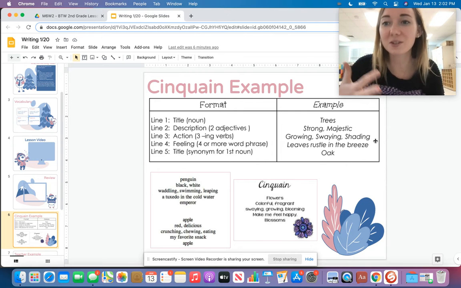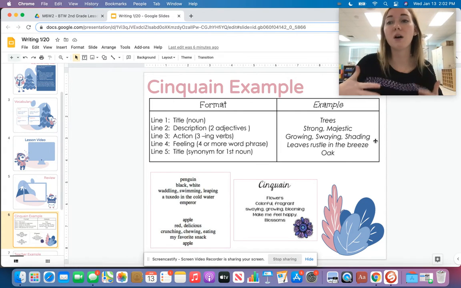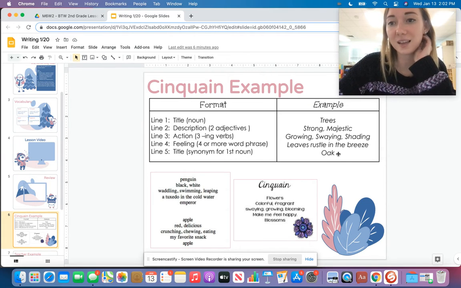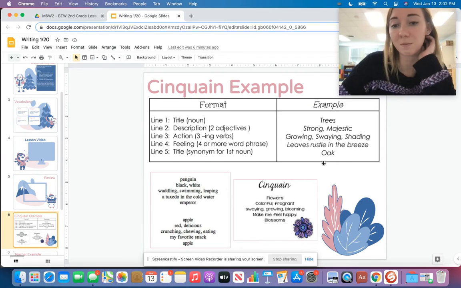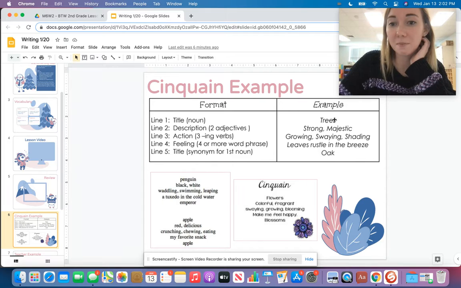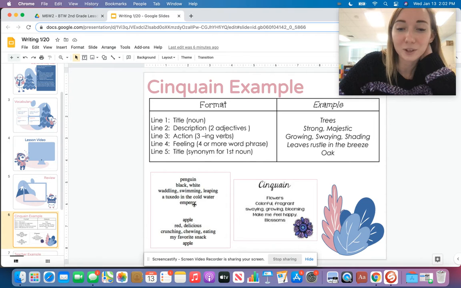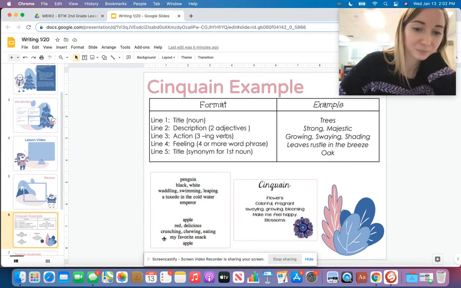That's the fun thing about poetry, you can bend the rules a little bit. And then the last line, the 5th line, is just a 1-word synonym for the first word. So like an oak tree, it's a different kind of tree. A few more examples. We have this one right here that says penguin, black, white, waddling, swimming, leaping, a tuxedo in the cold water, emperor, which is a type of penguin.